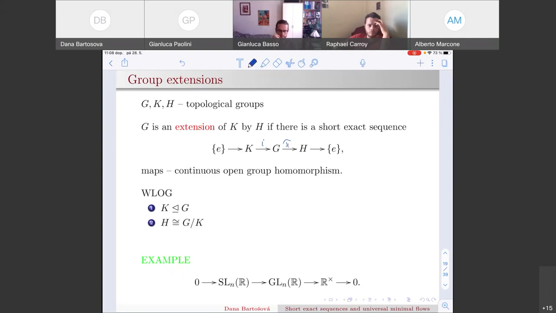So we can also assume that K is a normal subgroup and it's the kernel of pi. We want the composition to be trivial. And therefore H has to be isomorphic as a topological group, so topologically isomorphic and homeomorphic, to the quotient. So we can interchange these two.